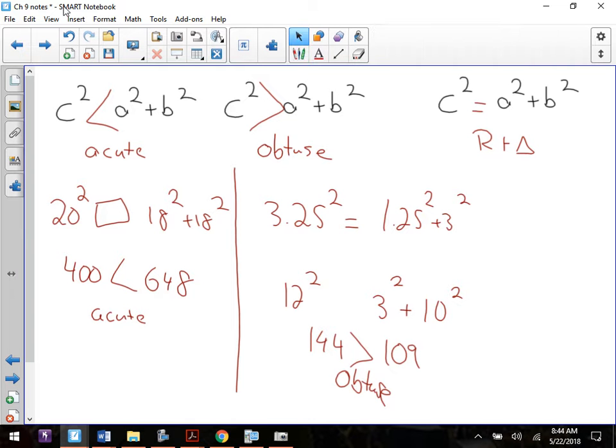Okay. Very, very, very easy setup problems. These are the types that are pretty quick. Just got to remember how they work.